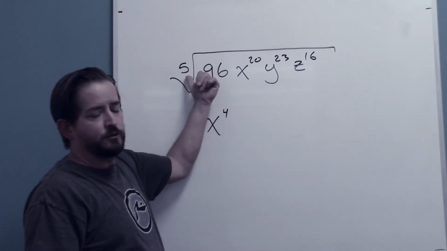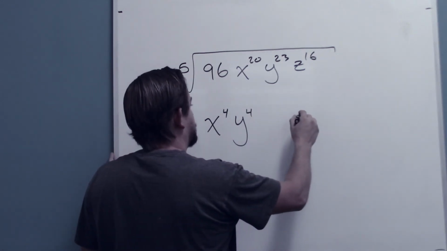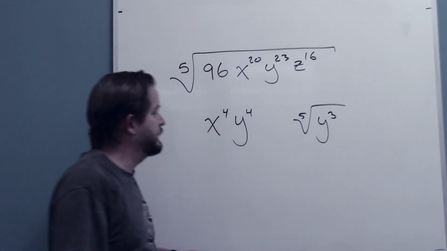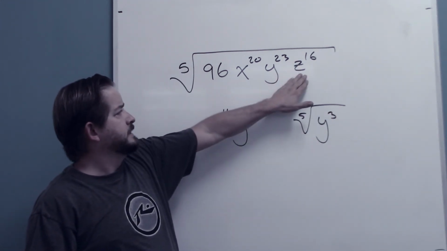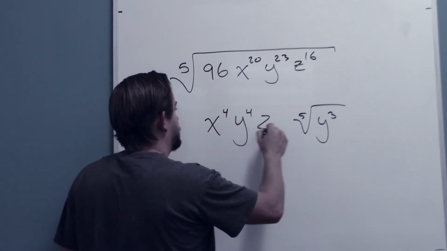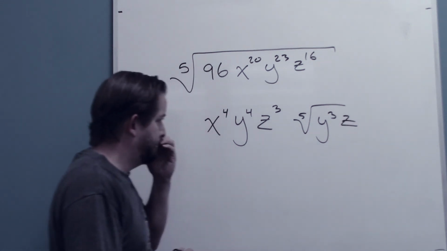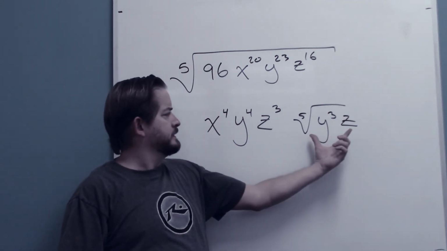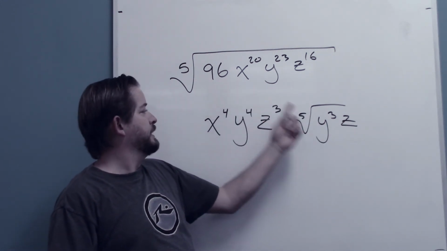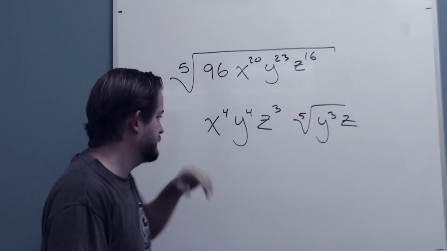23 is also 4 groups of 5, with 3 left over. And then z to the 16 is 3 groups of 5 with 1 left over. And I kind of got maybe a little too excited to write this root, because there might be a number left over from my 96 that has to go in here, but I'll fix that when I get to it.